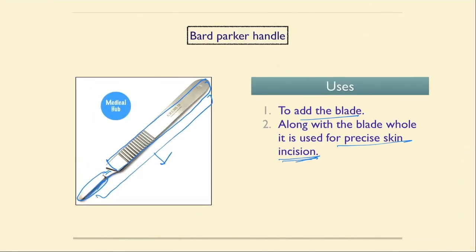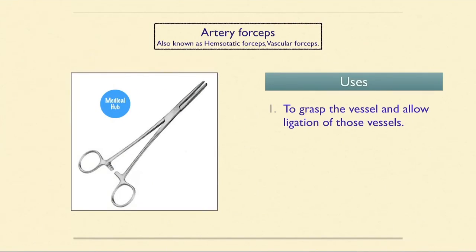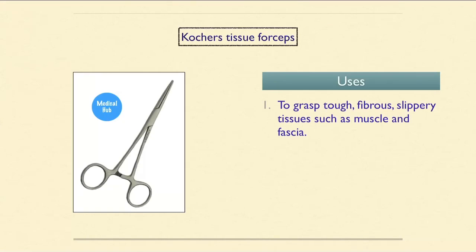Okay. Next instrument is artery forceps, also known as hemostatic forceps or vascular forceps. It is used to grasp vessels and allow ligation of those vessels. Next instrument is Kocher's tissue forceps. It is used to grasp tough, fibrous, slippery tissues such as muscle and fascia.